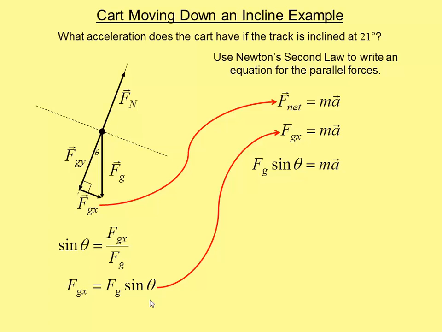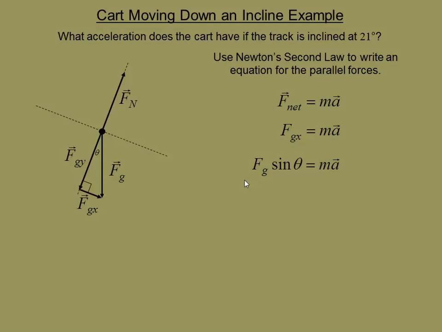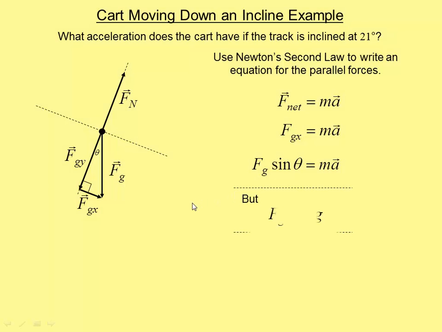Now, that doesn't look like it helps us much until we remember that F_g can of course be written as mass times gravitational field strength. Remember, g is not gravity, F_g is gravity or weight. Right, so that's m times gravitational field strength. Plug that in and look at what happens. We now get mg sine theta equals ma.